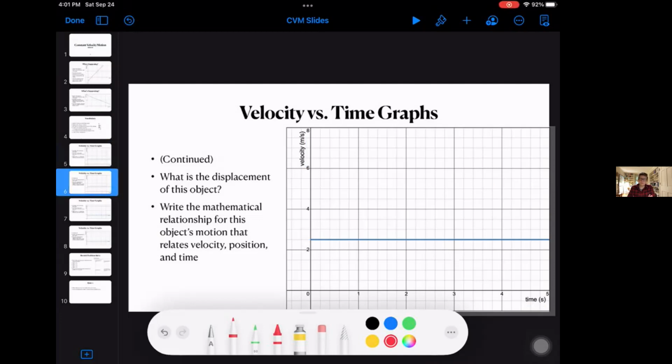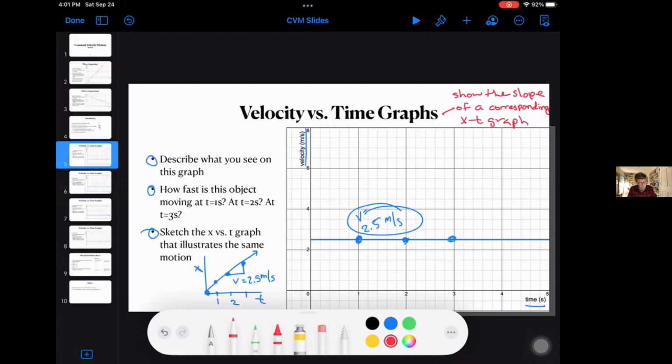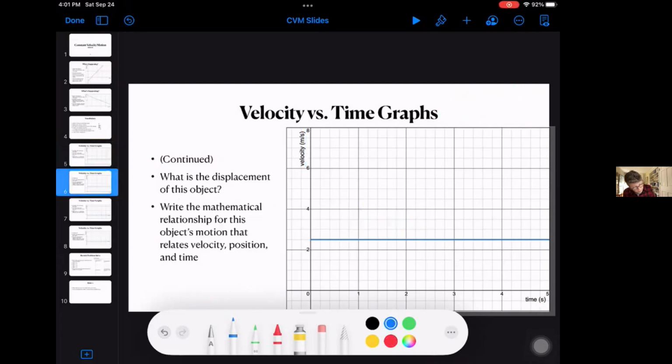We can answer questions also about the displacement of the object, like how far has it traveled? Let's go back up here. How far had the object traveled when the clock got to 3 seconds? 2.5 meters, then another 2.5 meters, then another 2.5 meters. That's a total of 7.5 meters. Over the first 3 seconds, that object traveled forward 7.5 meters.